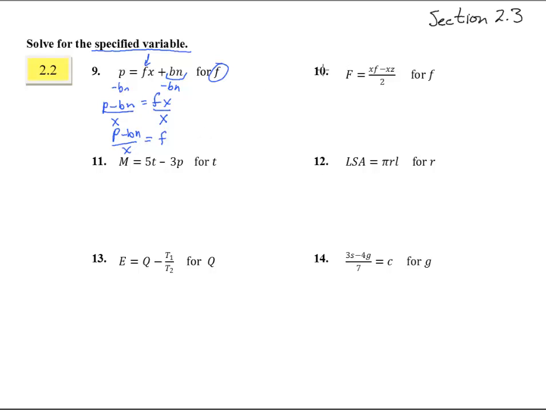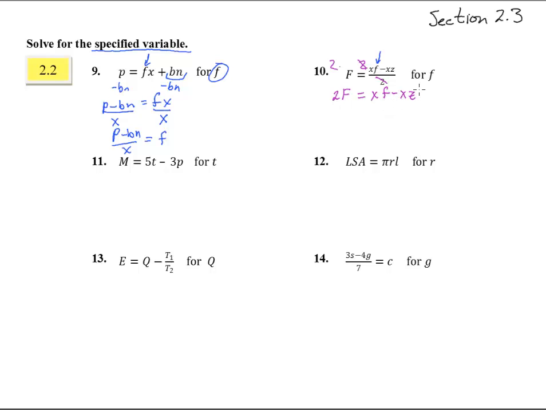Good. Number 10. Here we want to get f by itself again. Here's the f. It's going to be very similar to this one, except we have that divided by 2. Well, if you don't like it, get rid of it. Times by 2, times by 2. That undoes that division by 2 there. So we have 2 capital F equals xf minus xz.